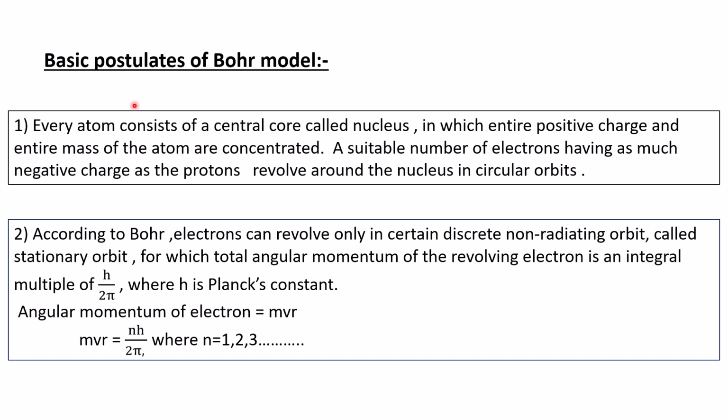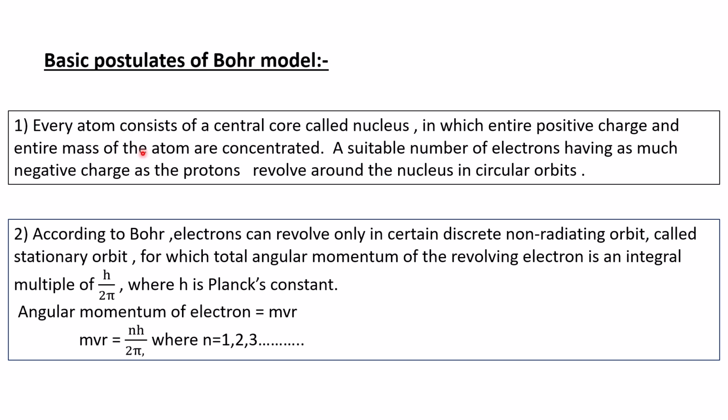According to the basic postulates of the Bohr model, every atom consists of a central core called a nucleus, in which the entire positive charge and almost the entire mass of the atom are concentrated. So all the protons are present in the nucleus.